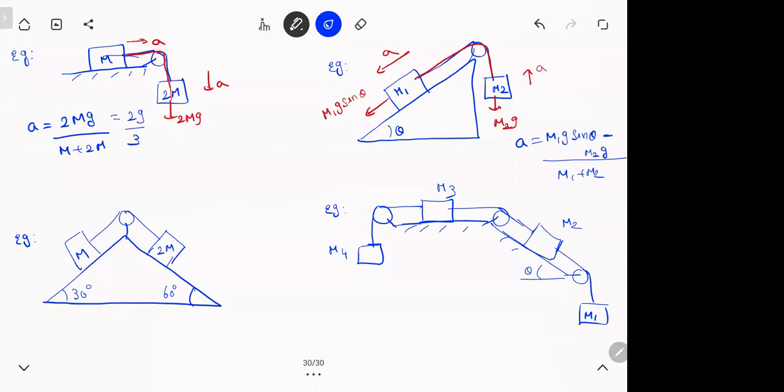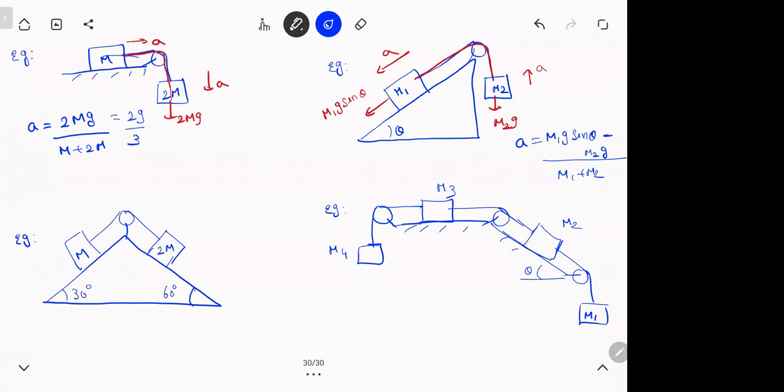Are you getting what I'm doing here? So along the string, take the forces, define your acceleration and finish it up. Now you try third and fourth. I'll give you a minute. Using this method gives you the answers quite fast. Put down first and second. Any doubts, ask me. Third and fourth, you guys give it a try.